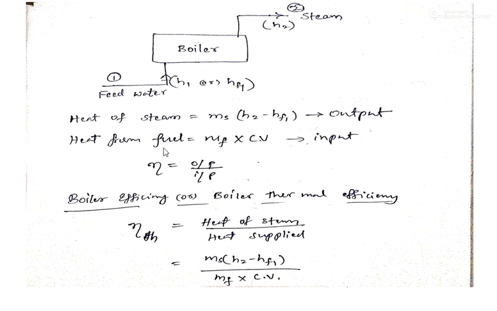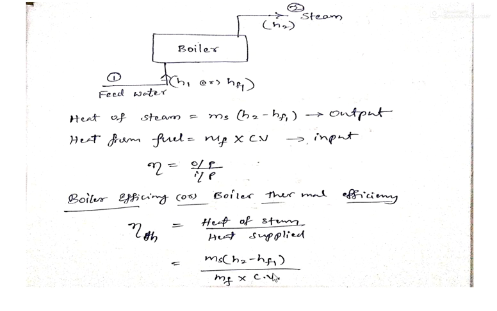So this is the output, and the heat from the fuel, which is supplied to heat the water, will become the input here. So the total heat will be the total mass of the fuel into the calorific value; we will get the total input heat here. When you write this formula, boiler efficiency or boiler thermal efficiency will become ms into H2 minus Hf1 by mf into CV. So here we have to find out the H2 and Hf1 values. Here Hf1 or H1 is the enthalpy of feed water at the first condition.